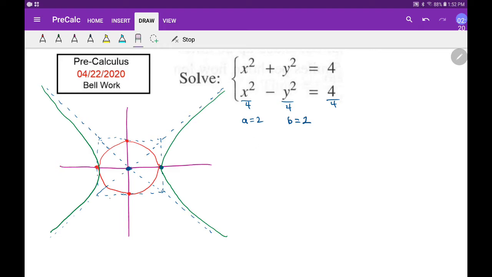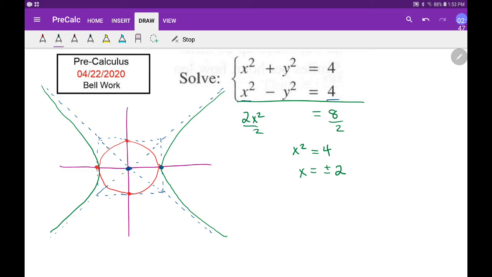let's go ahead and get rid of all that. And let's add these together. So if we add them together, we get 2x squared. The y squareds cancel. And I get 8 over here as I add them together. I'm going to divide both sides by 2. And I get x squared is equal to 4. And x is equal to plus or minus 2.